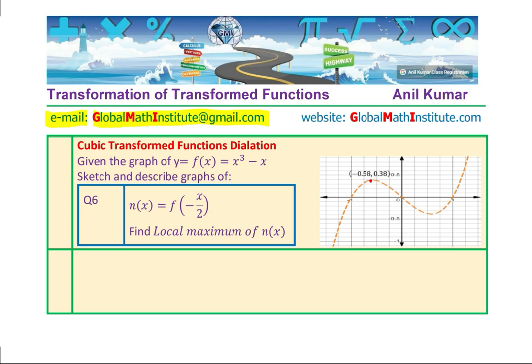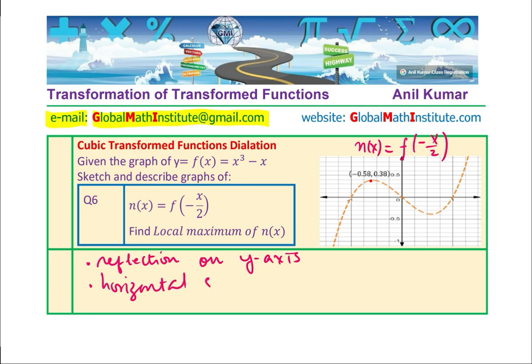Now let's look into this particular function, n of x, which is equal to f of minus x by 2. So that minus indicates reflection on y-axis. And half indicates horizontal stretch by a factor of 2.